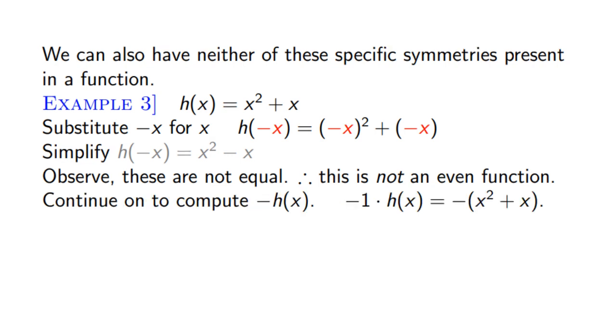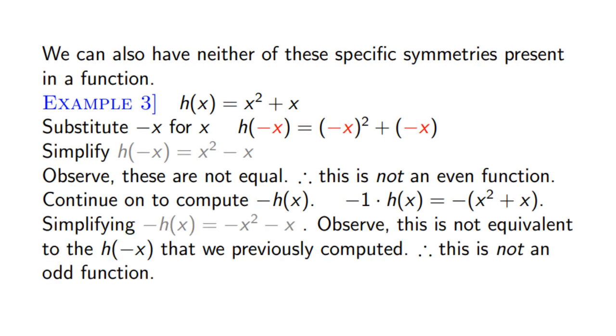Moving on, we're going to compute negative h of x, and that's just multiplying through by negative 1 again. We can now make this comparison back to the h of negative x that we had calculated and observe again that these are not equivalent either. So we've done both these steps here. We can declare this is not odd, and we know it's not even.